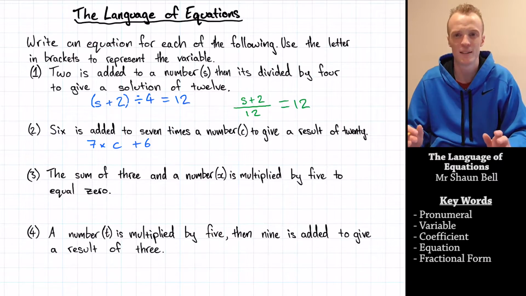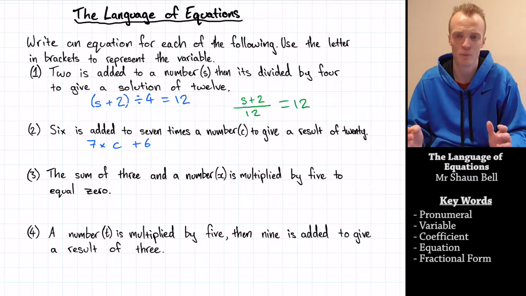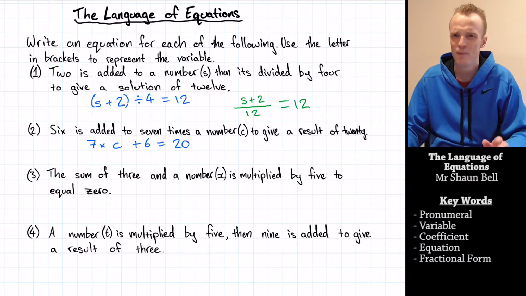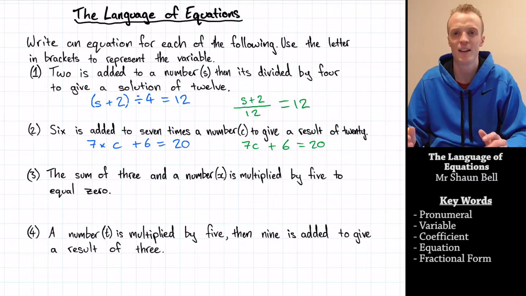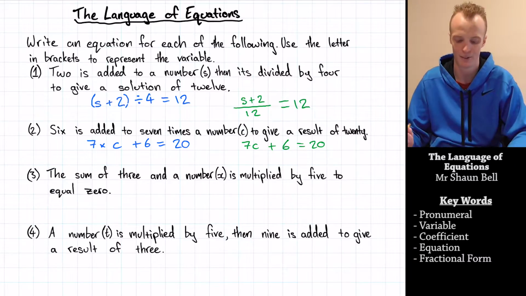So let's look at the rest of the statement. This gives a result of 20. Now gives a result means equals. So this here will be equal to 20. But when we actually write 7 times C, mathematical conventions say that we can write this as 7C. Then add our 6, which will equal 20. So once again, what I've got in green here is much more conventional to what we write in mathematics.